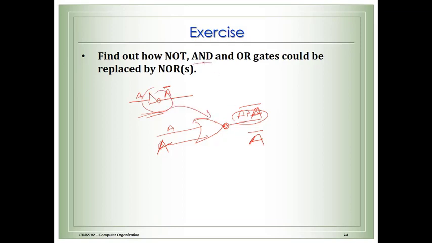Very similar to that, you will go and find one AND is equivalent to how many NOR? NOT is the same, one NOR. So one AND is equivalent to how many NOR? Here you have to find it out. And one OR is equivalent to how many NOR? You need to find it out, correct?